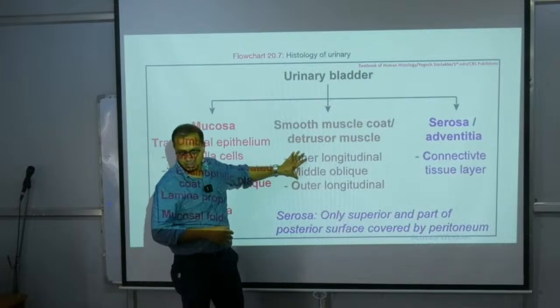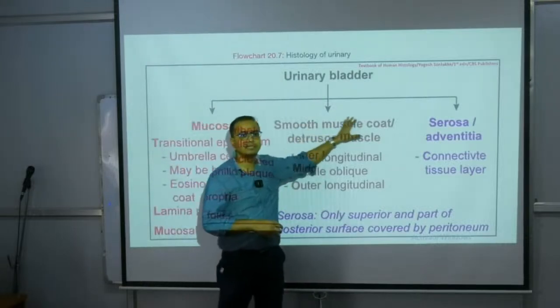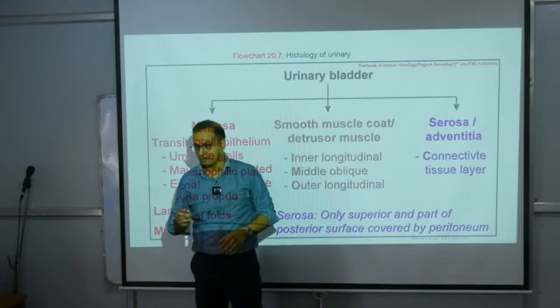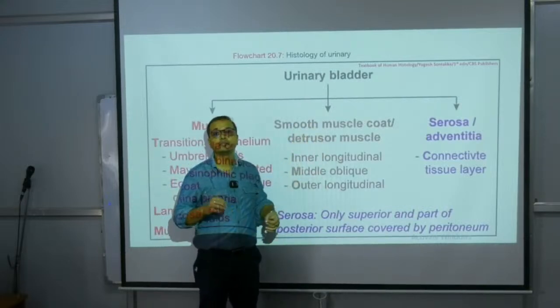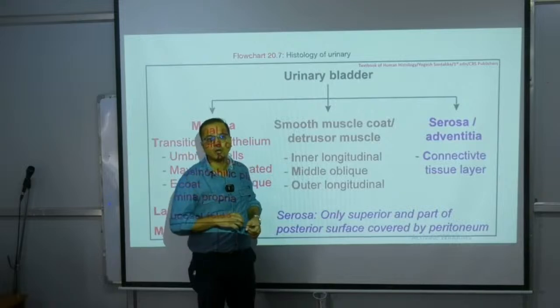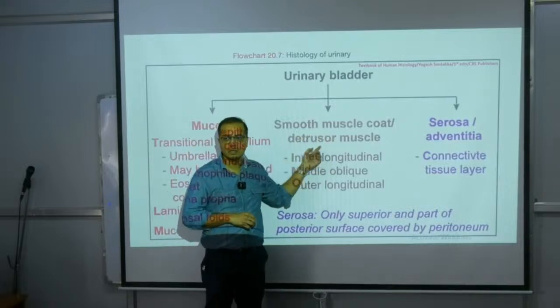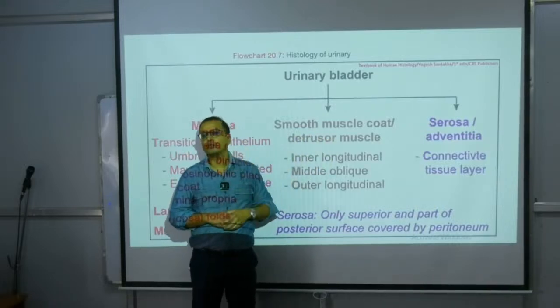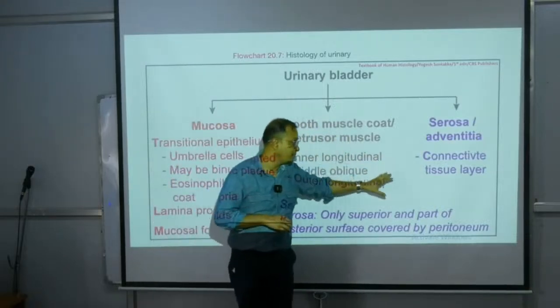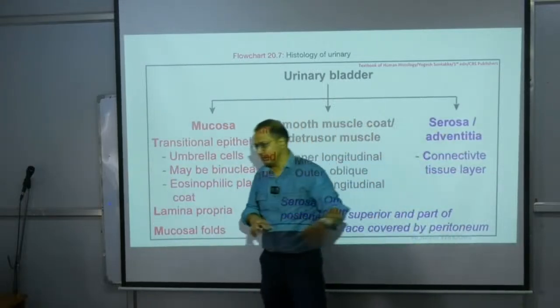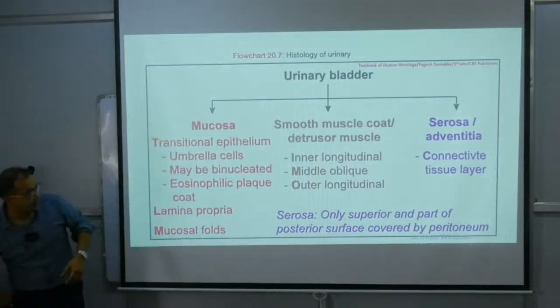The muscle present here we call the detrusor muscle. This muscle seen in the urinary bladder we call the detrusor muscle. We have to keep this word in mind: detrusor muscle, which is the muscle of the urinary bladder. So keep this principle of the detrusor muscle in mind, and the adventitia is the same as what you are seeing in this region.